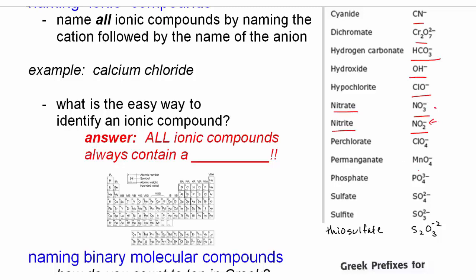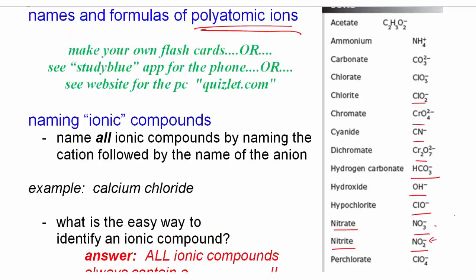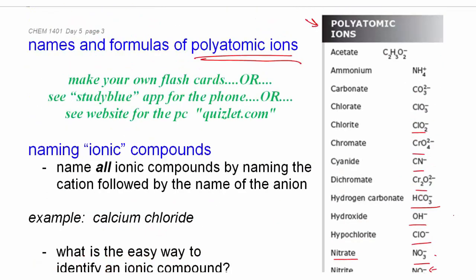Perchlorate, permanganate, phosphate. Here's another one, sulfate and sulfite, one less oxygen. The last one, thiosulfate. So know the names and formulas of all those polyatomic ions. You can make flashcards. There are some ideas here on apps and things, so you don't have to make the flashcards, they're already made for you. So try those out.